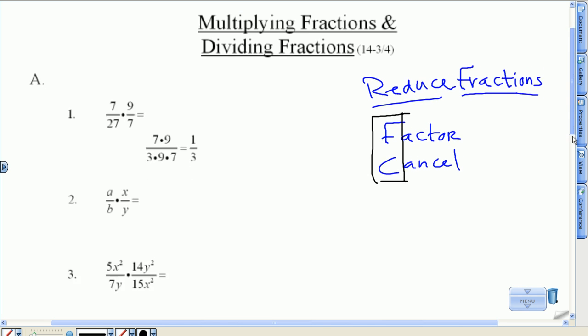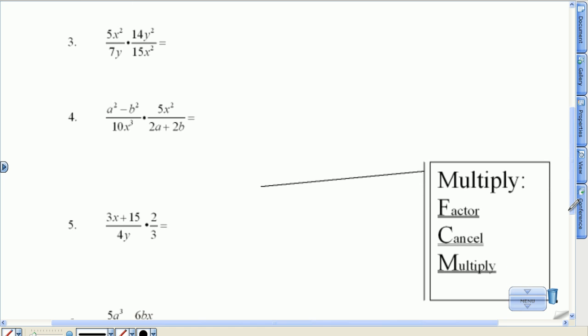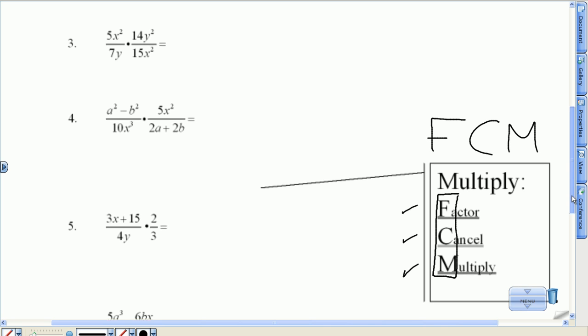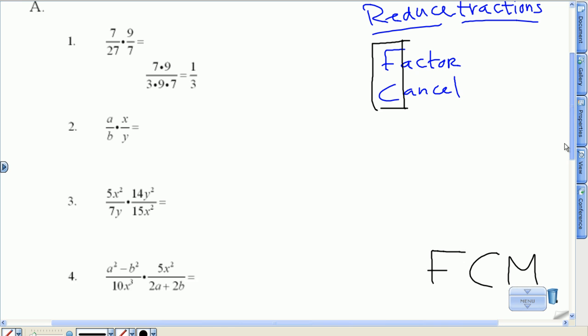If you scroll down for a minute, you'll notice that the rules for multiplying fractions are already here. When we multiply fractions, we're going to factor first. Once that's done, then we'll cancel anything out of the top and bottom that we're allowed to cancel, and then we will multiply. So multiplying is actually the third step. FCM: factor, cancel, multiply.